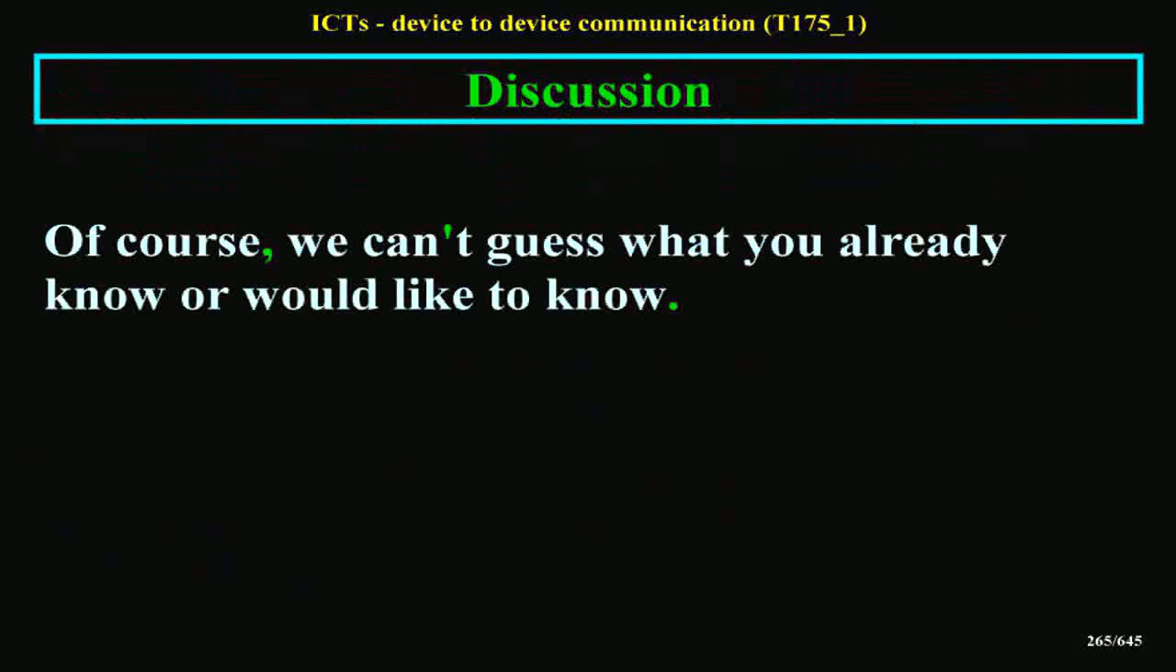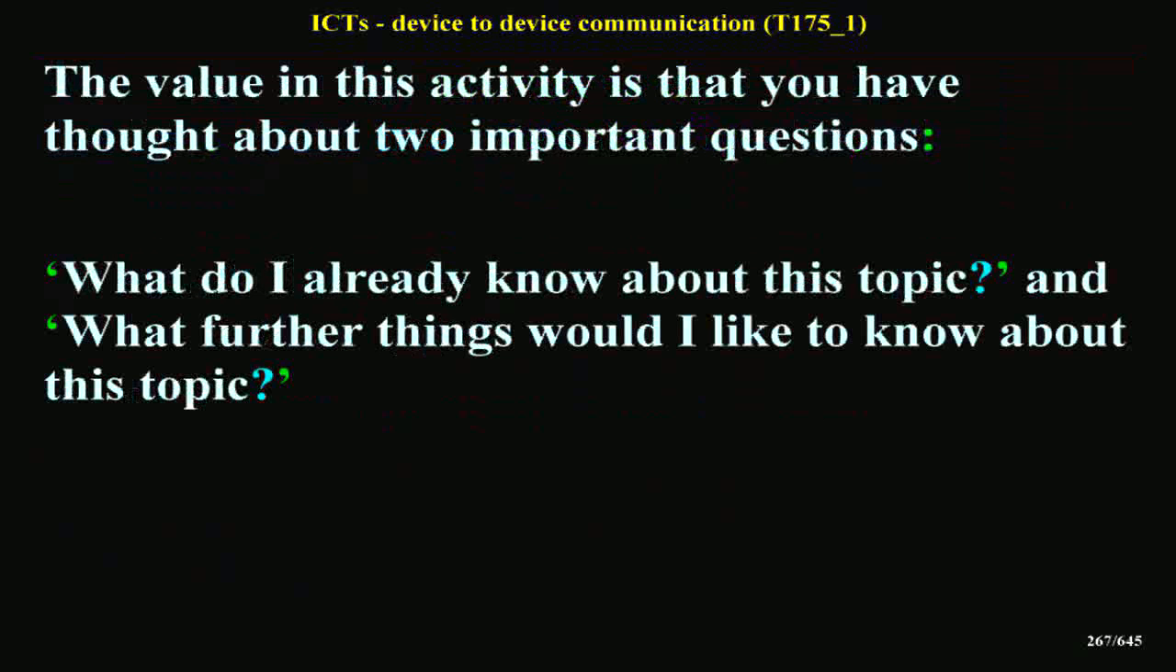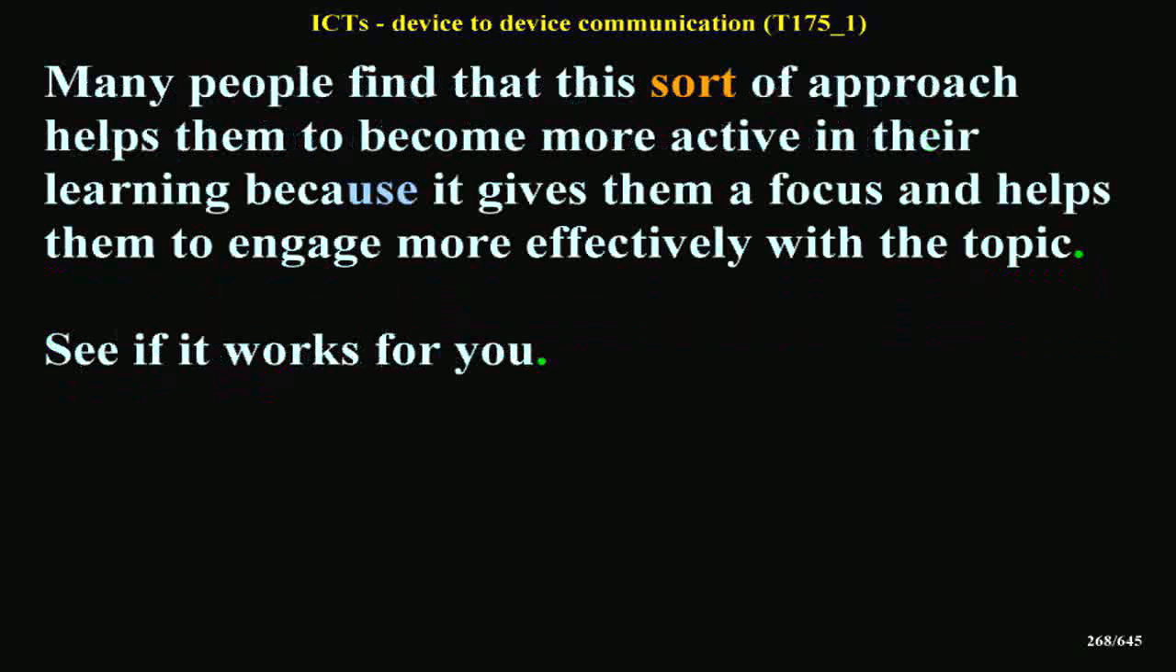Discussion. Of course, we can guess what you already know or would like to know. Your notes might be about what equipment is needed, what data rates are possible, whether there is a limit on the distance between nodes or a limit on the number of nodes a wireless network can support. Or they might be something different. The value in this activity is that you have thought about two important questions. What do I already know about this topic? And what further things would I like to know about this topic? Many people find that this sort of approach helps them to become more active in their learning because it gives them a focus and helps them to engage more effectively with the topic. See if it works for you.